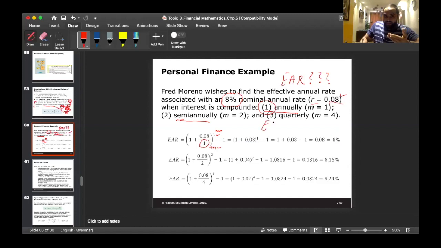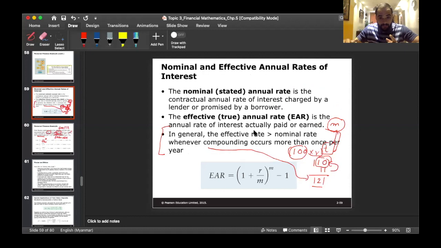EAR is the same as NIR. Why? Because NIR is annual and EAR is also annual. So in that case, both interest rates are the same, 8%. But as we saw in the previous slide, if your number of compounding periods is increasing, then you're going to earn a higher EAR compared to NIR or NAR, right?